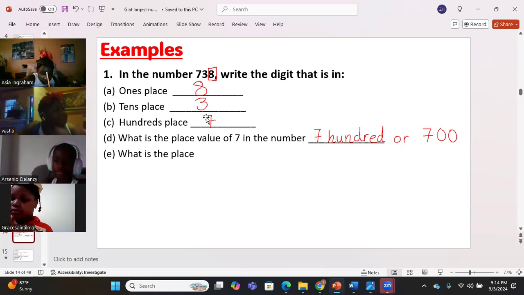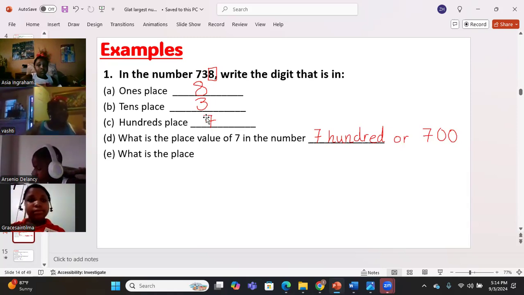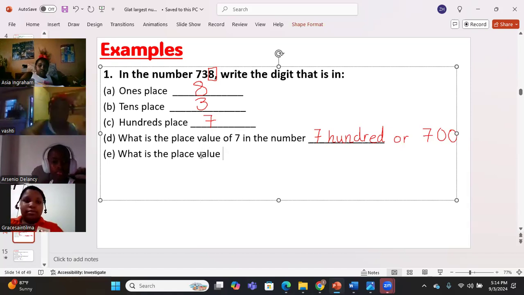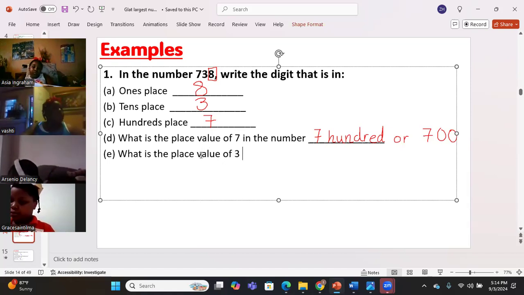Is that what you mean? Yes, sir. Okay. Grace? Where's Grace? What letter are you on? E. Okay, good. So for E, we're asking ourselves the question, what is the place value of 3 in the number? It's a good question. What is the place value of 3 in this number?